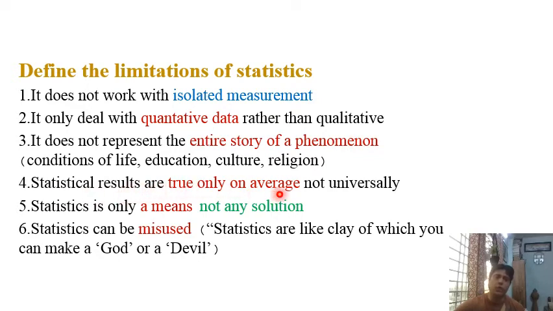Statistical results are true only on average, not universally. The results, the outputs that we find from statistical calculation, are not universally true. They are not universally accepted. It is only on average that it is true. It is partially true, not universally.